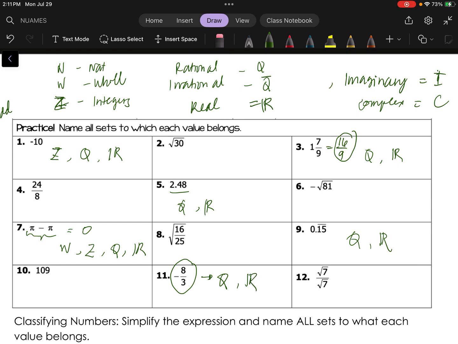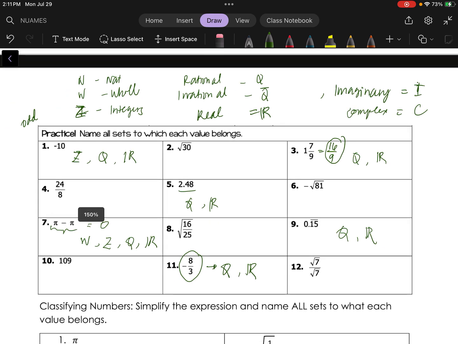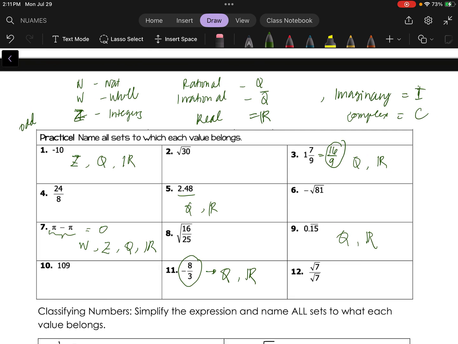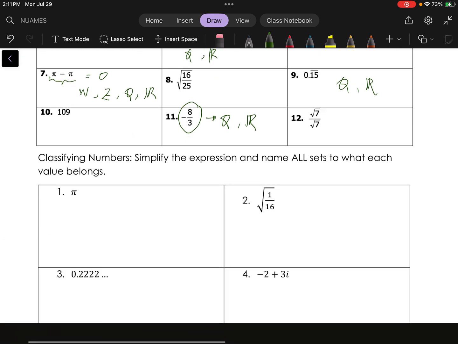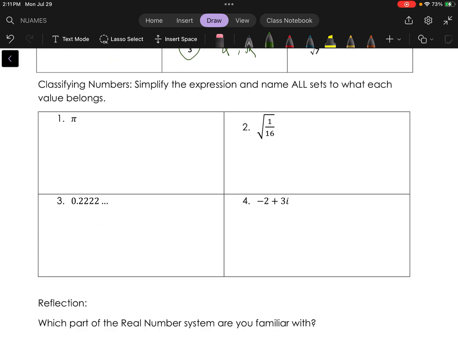Okay? So for the rest of the even numbers, I want you to practice and define what are the different types of set of numbers that will be specifically for all of these types of numbers. Okay? Now let's do numbers 1 and 3 here.